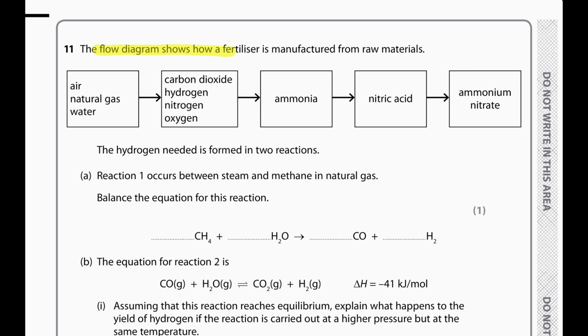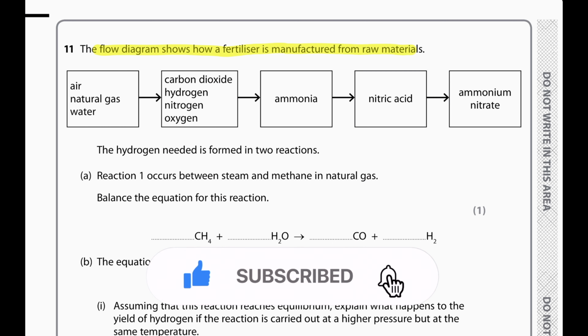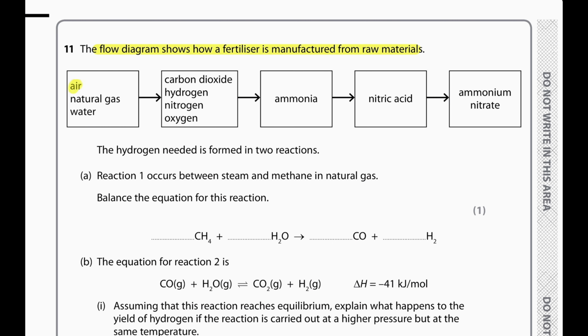The flow diagram shows how a fertilizer is manufactured from the raw materials: air, natural gas, and water, turned into carbon dioxide, hydrogen, nitrogen, and oxygen. Then it reacts to produce ammonia, which is then converted into nitric acid, and then converted to ammonium nitrate.